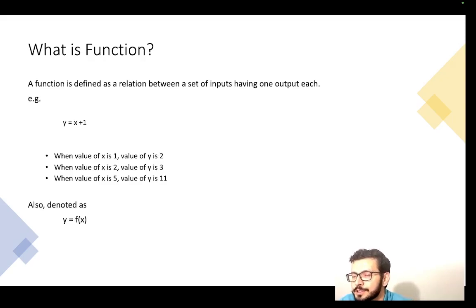And when the value of x is equal to 2, then again 2 plus 1 is equal to 3. The value of y is going to be 3, and so on. So one of the ways to denote a function is y is equal to f of x. Here f means function. Whenever you see something like f of x, that means nothing but function of x.